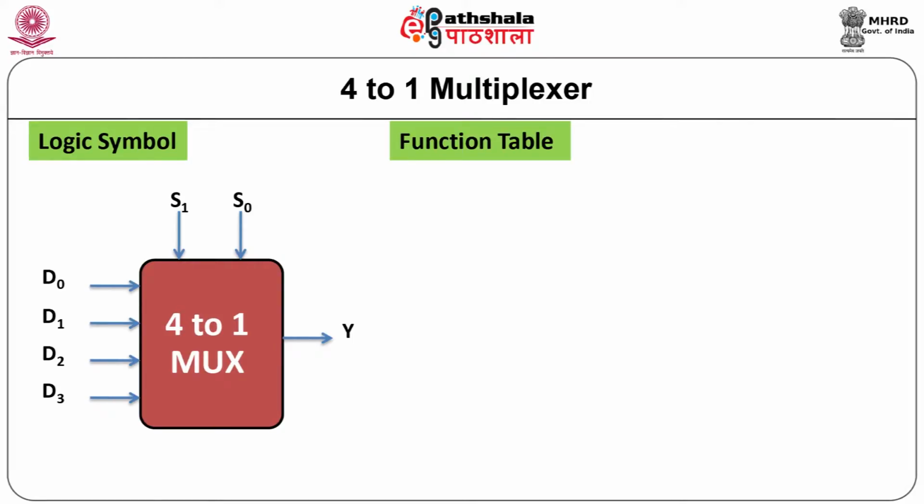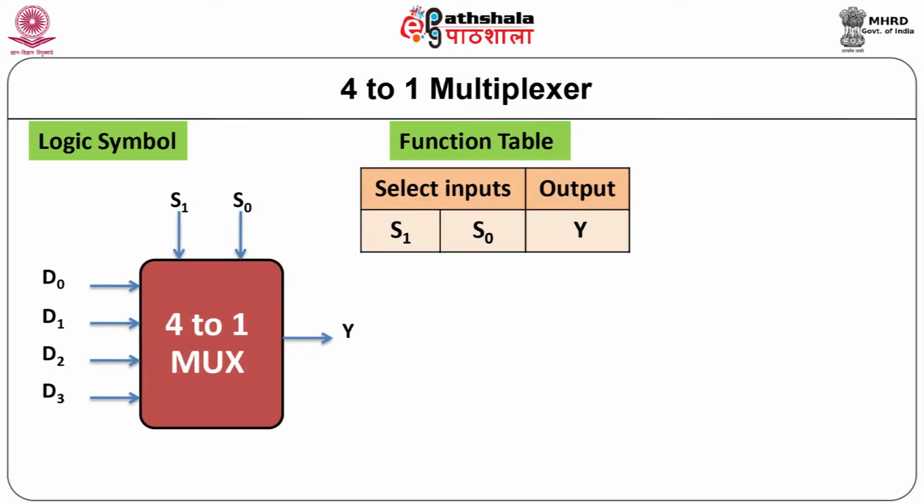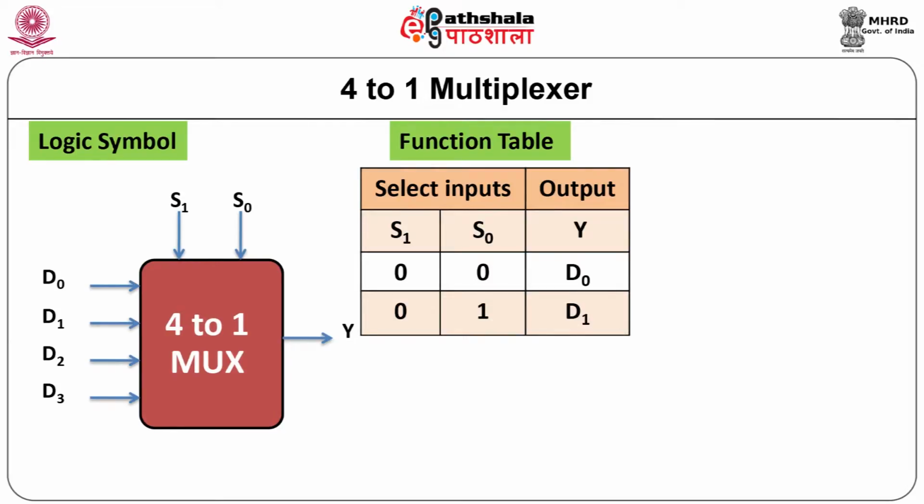While preparing the function table, we write S1 as MSB and S0 as LSB. The 2 select inputs provide 4 input combinations for selecting the proper data input at the output. The output Y receives D0 when S1 and S0 both are at 0 input. Similarly, output Y receives D1 when both select lines are receiving the input 0 1.